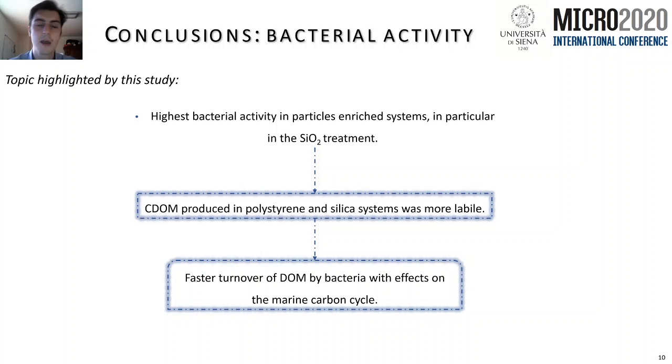In conclusion, according to the first hypothesis, the highest bacterial activity was observed in particle-rich systems, in particular in the silica. This is probably related to the fact that increasing particle concentration leads to the production of a more labile DOM. And as a consequence, there is a faster turnover of DOM by bacteria with effects on the marine carbon cycle.